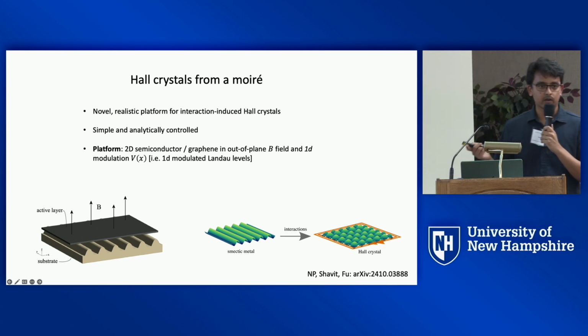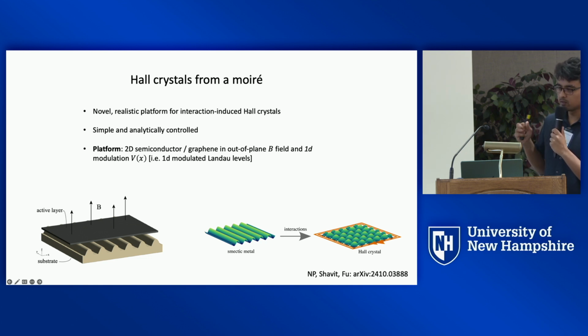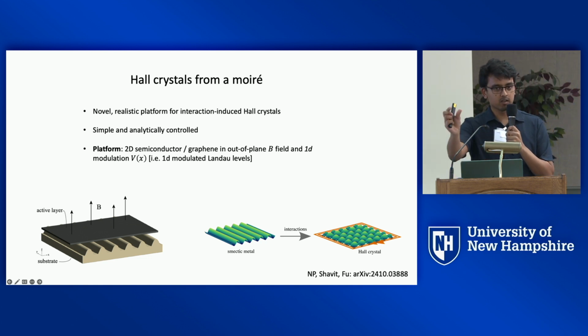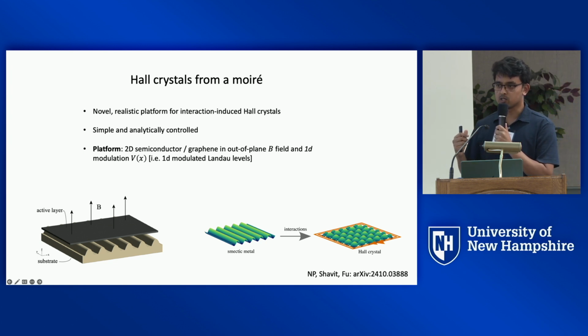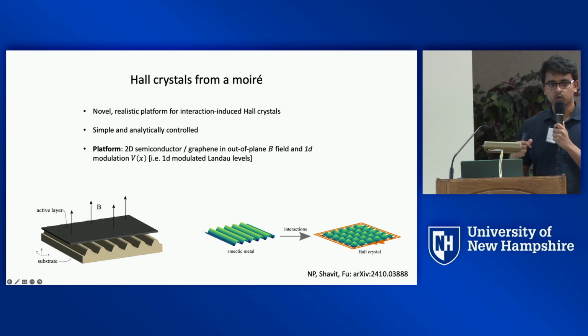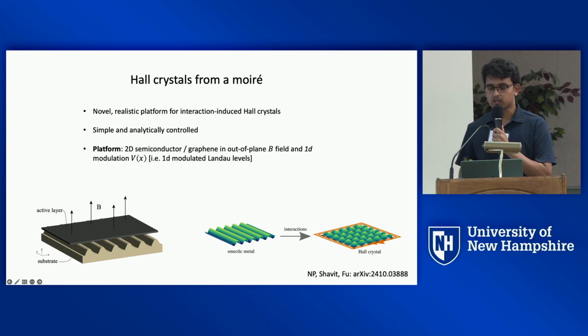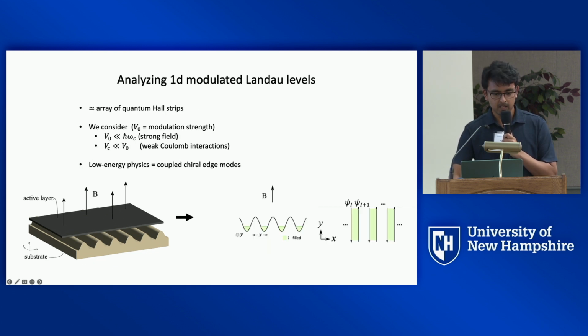The basic idea that I want to convey is that you start with a metal, which consists of chiral edge modes of the quantum Hall strips that live in this Landau level that's been modulated. And with interactions, they break the remaining translation symmetry and produce a Hall crystal with diverse Chern numbers. I'll try to explain how this arises from a simple model.